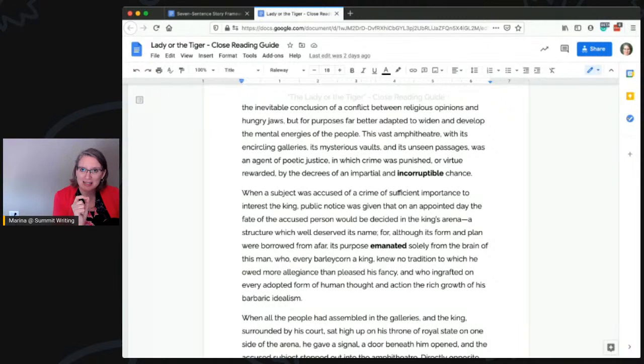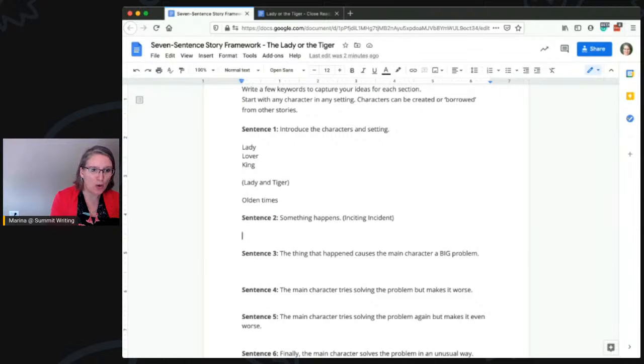But what event triggers this whole story? The princess has a lover that the king doesn't approve of. He's not going to approve of anyone. But that's not the problem. The problem is the king finds out. So on our 7-sentence story framework, we're going to put here, the king finds out that his, and we don't have to use this many words, that his daughter has a lover.